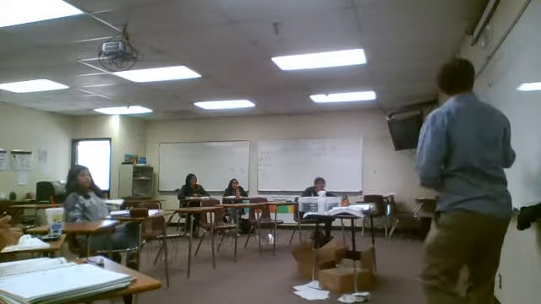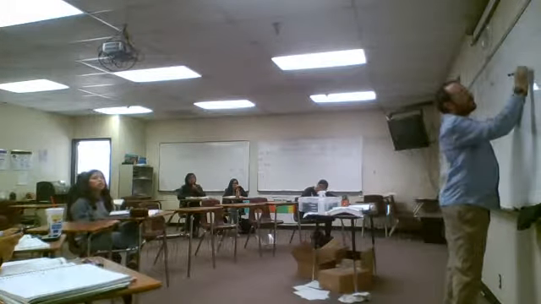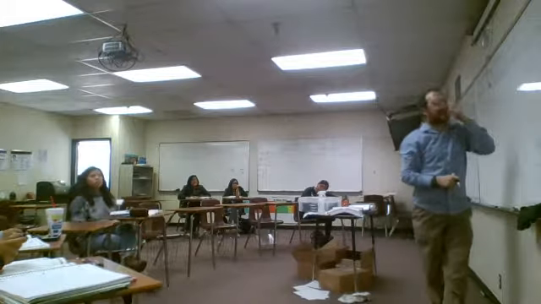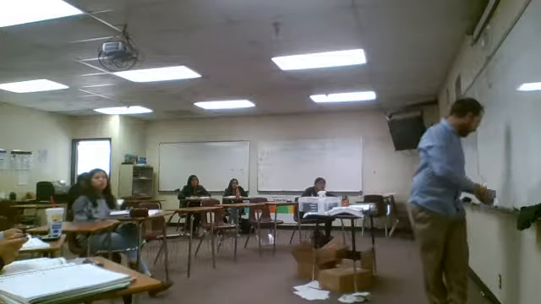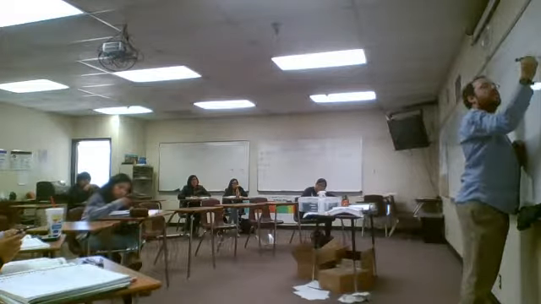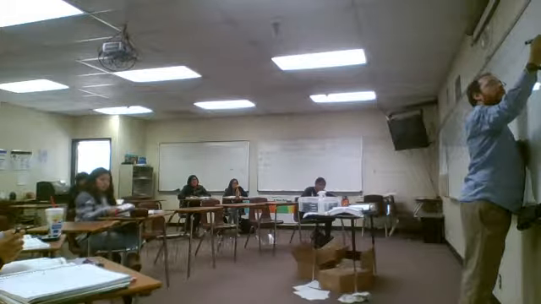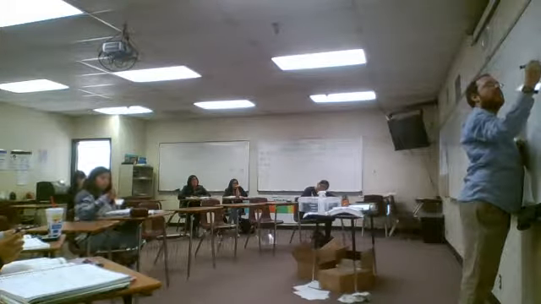So how does the quadratic formula go? The quadratic formula goes x equals negative b plus or minus the square root of b squared minus 4ac, over 2a.